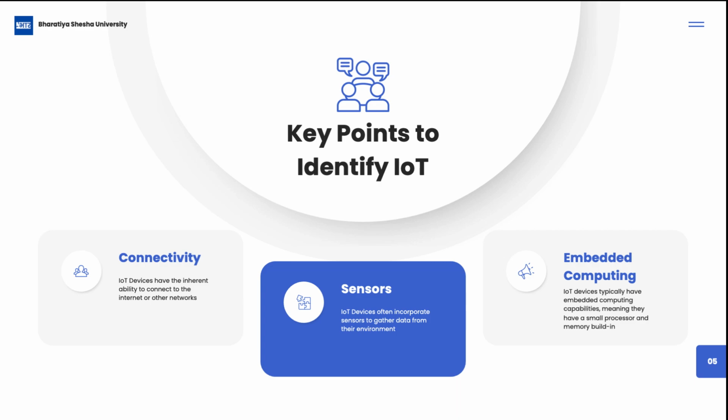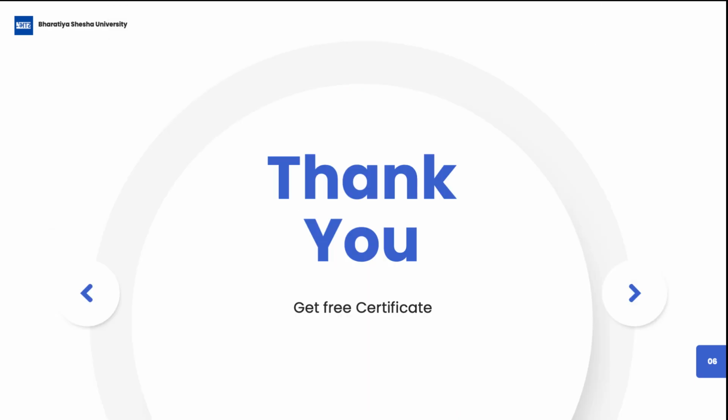The third and the major key component of an IoT device is embedded computing. IoT devices typically have embedded computing capabilities, meaning they have a small processor and built-in memory. This allows them to process data locally, make decisions, and interact with other devices or systems without constant reliance on a central server. These were few key components of IoT, and in the next video we are going to take a look at all the components of IoT devices, what are the sensors of IoT devices.